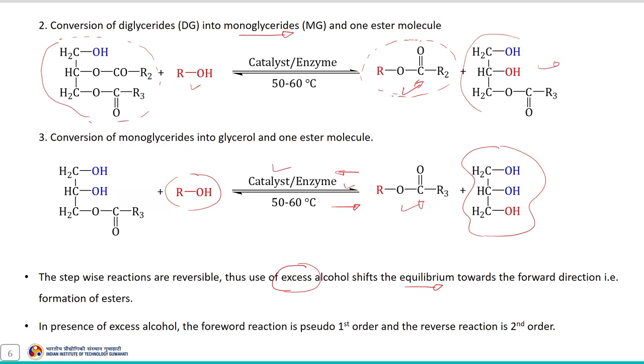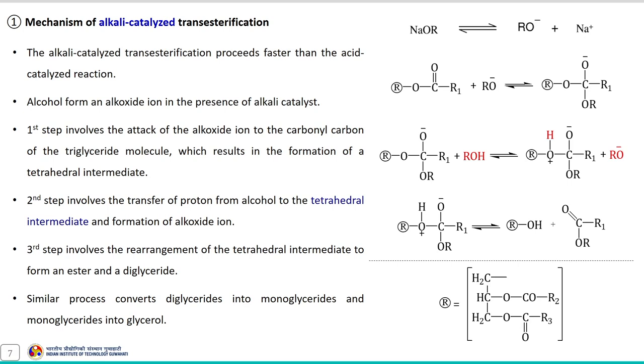So after learning this mechanism of the transesterification reaction, let us discuss the mechanism of transesterification with an alkali catalyst. This alkali catalyzed transesterification reaction proceeds faster than the acid catalyzed transesterification reaction, and the alcohol here forms an alkoxide ion in the presence of the alkali catalyst.